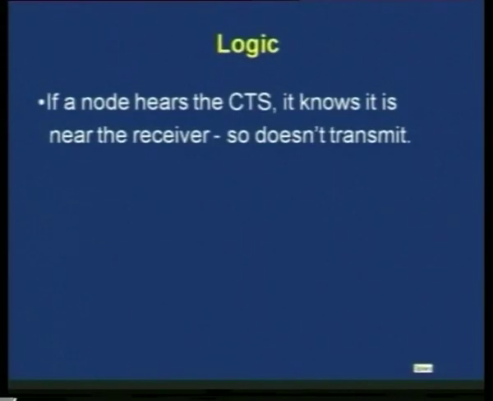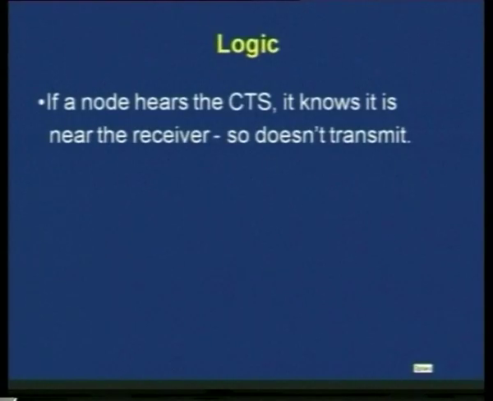So if a node hears the CTS, it knows that it is near the receiver, so it does not transmit. I first sent an RTS and then I am sending a CTS. If a node hears the CTS, it definitely knows that it is near the receiver because it is a clear to send that is coming from the receiver. So on hearing a CTS, it knows that it is near the receiver, so it cannot transmit. So it will not transmit. That will avoid our hidden node problem.